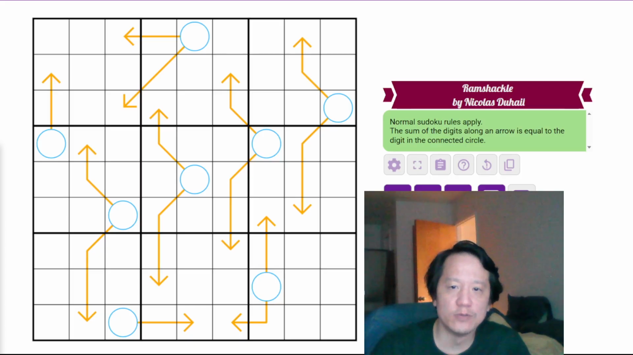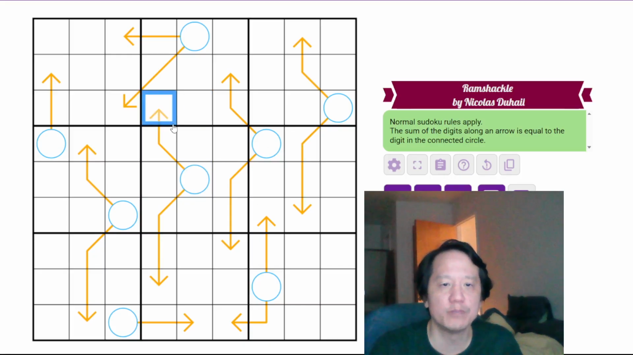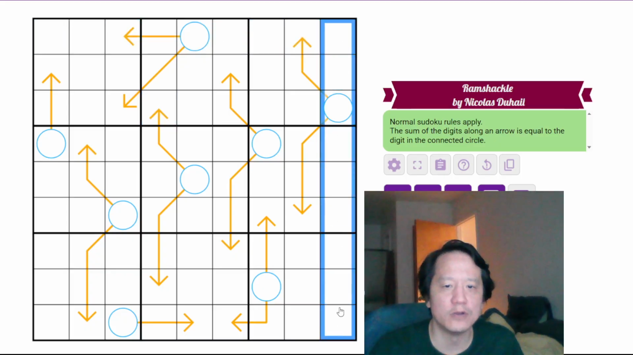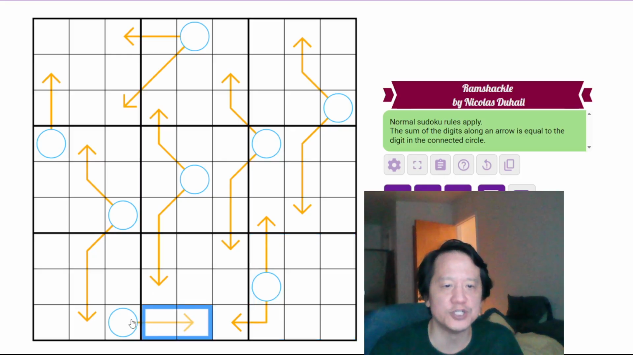We have normal Sudoku rules apply, which means in every cell in the grid, place a single digit such that every row, column, and designated 9-cell region contains the digits 1 through 9 exactly once each. And the sum of the digits along an arrow is equal to the digit in the connected circle.